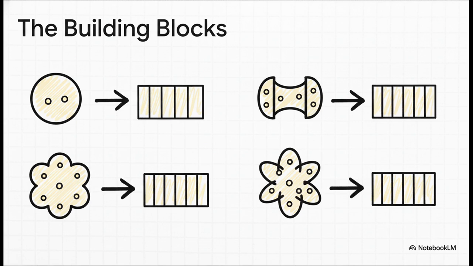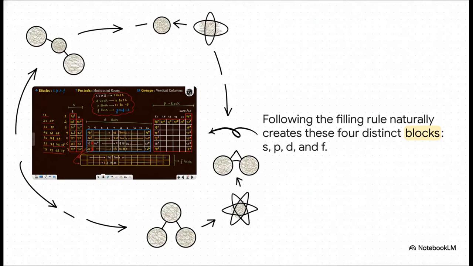You see where this is going, right? D holds 10, so the D block is 10 columns wide. F holds 14, the F block is 14 columns wide. It's a perfect match, not a coincidence. So what this means is, as you follow that filling path, 1s, 2s, 2p, 3s, 3p, 4s, 3d, you're not just adding electrons, you are literally taking a walk through the periodic table itself. Every time you fill an S subshell, you're in the S block. When you start filling a P subshell, you jump all the way over to the P block. The whole structure just emerges from that one simple rule.